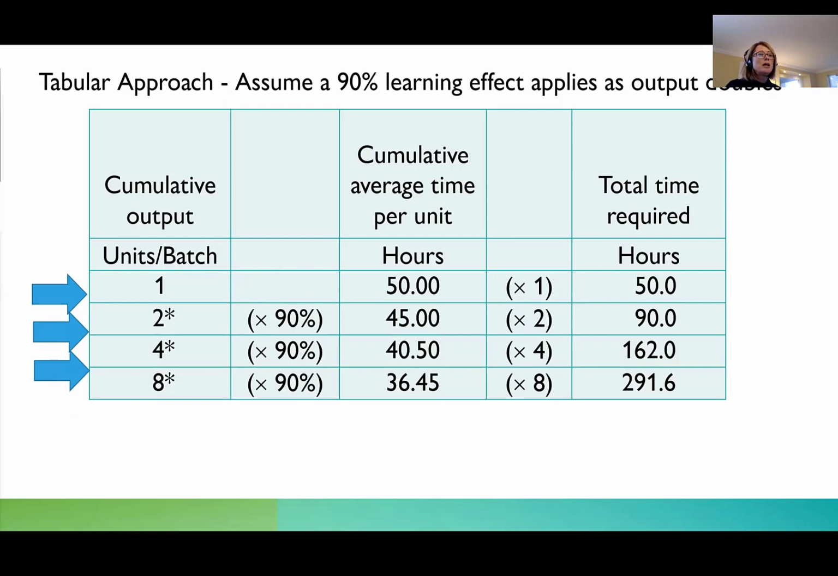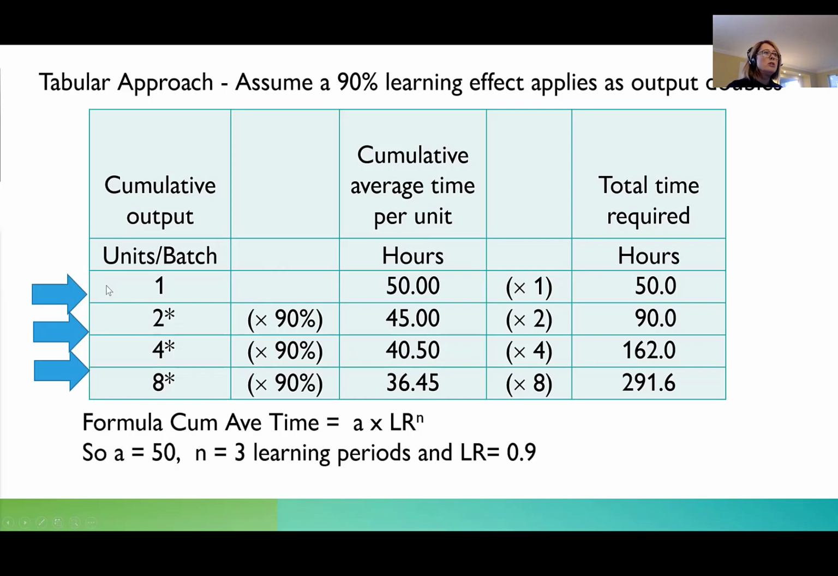Now, this approach doesn't get given to you in the formula in the exam. This is an understanding, and I suggest you learn this. This formula is what you're going to need in the exam. The cumulative average time per unit is A times the learning rate to the power of the number of growth periods. So A is the 50. There are 3 learning periods, 1, 2, 3. So that's your N, and the learning rate is 0.9. We don't put 90% in, we put it in as a decimal. That's really important, everybody. Put it in as a decimal.